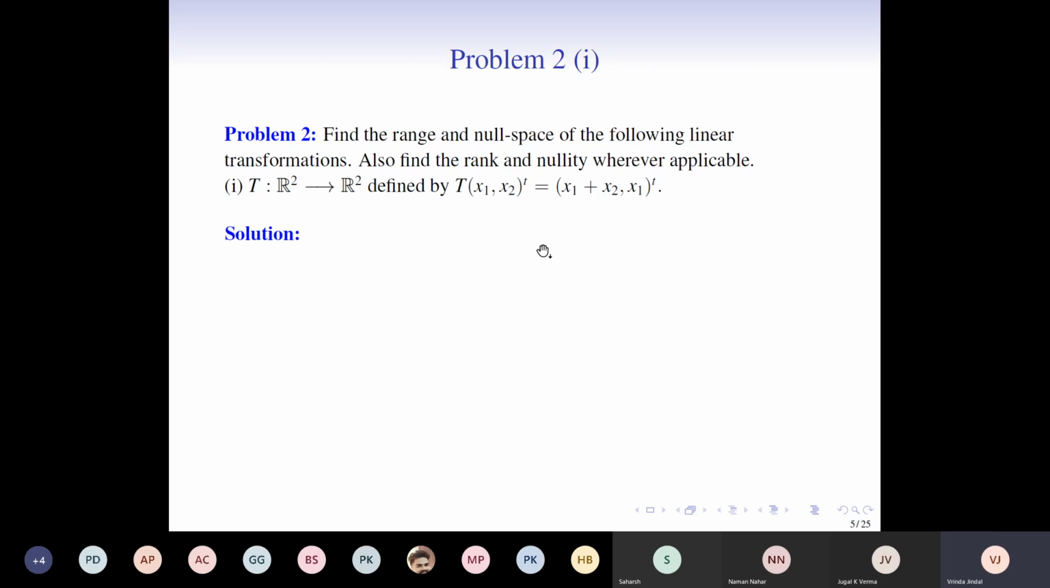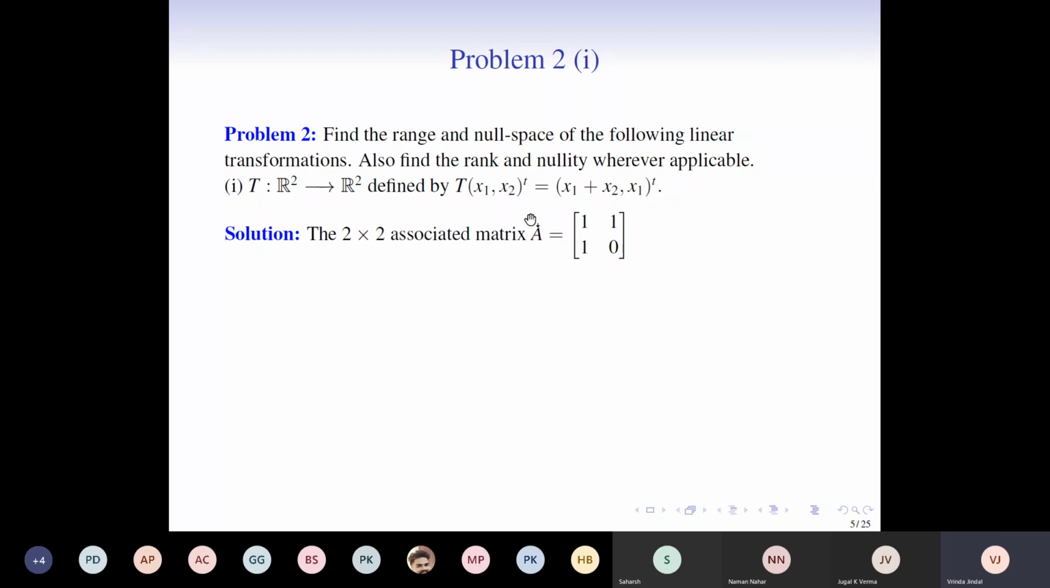The second problem is similar to the first one, and it asks us, instead of calculating the basis for the range and null space of the linear transformation given, we need to find the rank and nullity if it is possible, along with obviously the range and null space. So the first one is very much similar to the previous question. The only difference is the exact values, like the dimensions of the domain and codomain are different, and the actual transformation is also different.